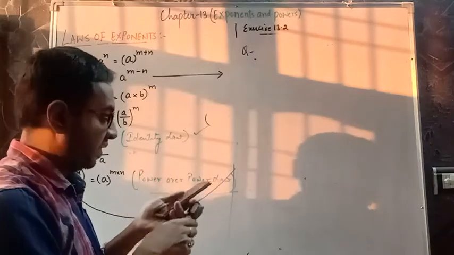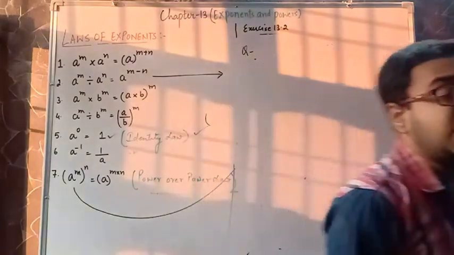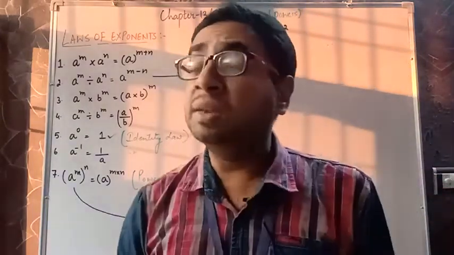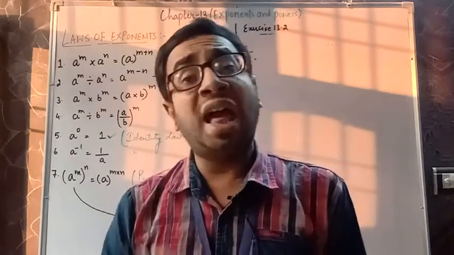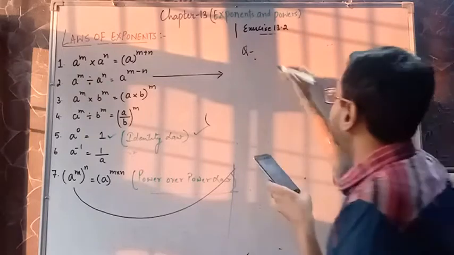Question number 5, simplify. Now the simplification, I told you yesterday also. In simplification, the answer should be perfect. He is saying simplify. He is not writing simplify and write in exponential form. So your answer should be proper, not in exponential form in this case. So simplify, fifth question.